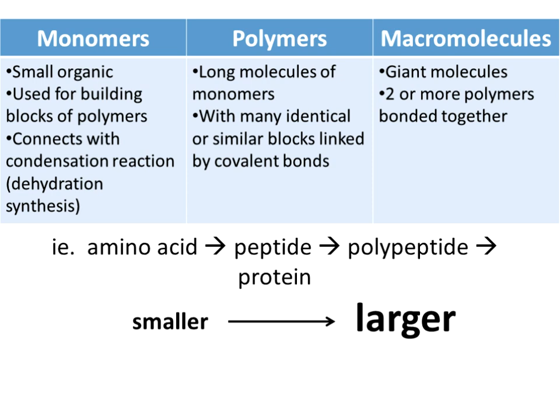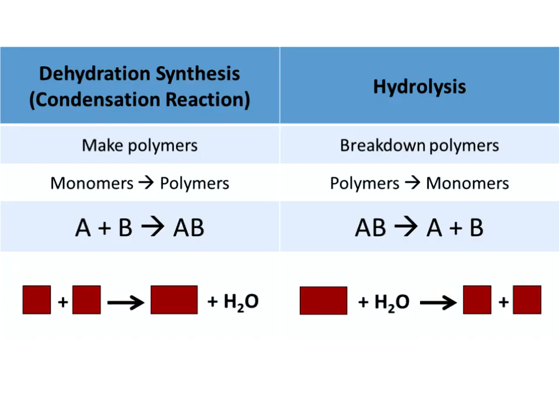So here's an example. The amino acid would be considered the monomer of a protein because it's the smallest building block. Many amino acids put together form peptides, which are longer strands of amino acids. And then if you have a long peptide or lots of peptides put together, we get the polypeptide. And then the polypeptides come together to form a protein. So the protein would be the macromolecule. So ultimately it's from very small to much larger.